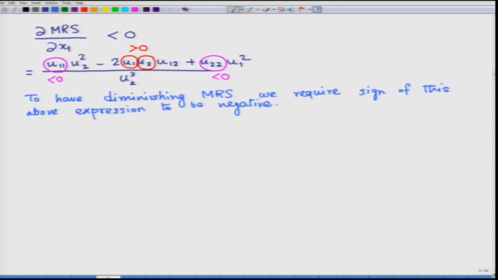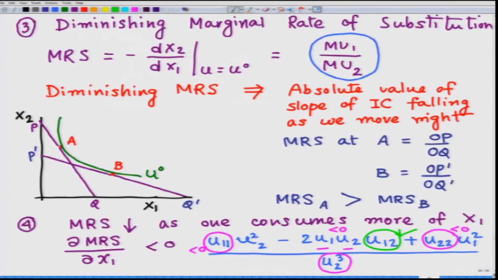Now, it is impossible to comment on the sign of this expression, because although we can certainly assign signs to u11, u22, u1 and u2, we cannot do so for this entity u12, and hence we cannot comment on the sign of this del MRS del x1 in a straightforward manner.